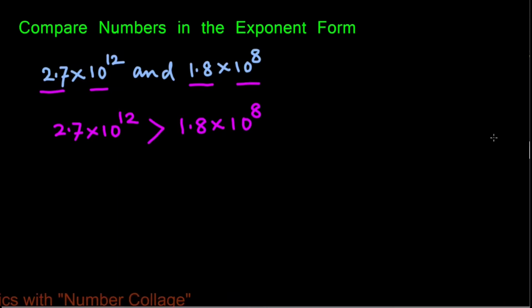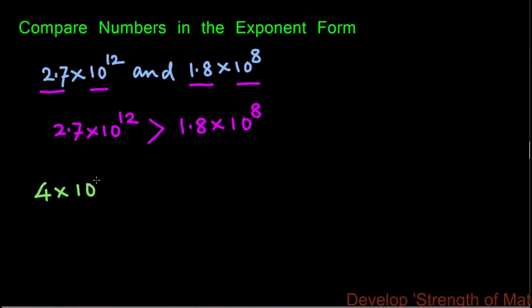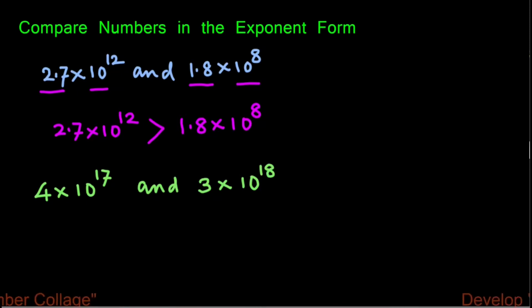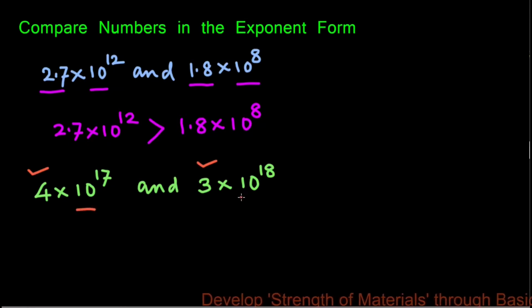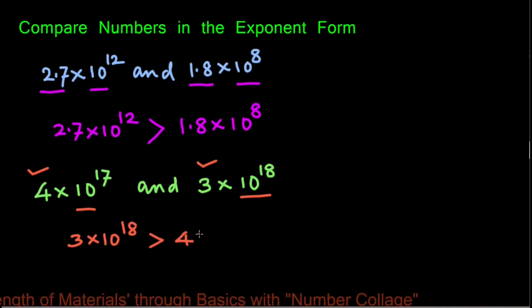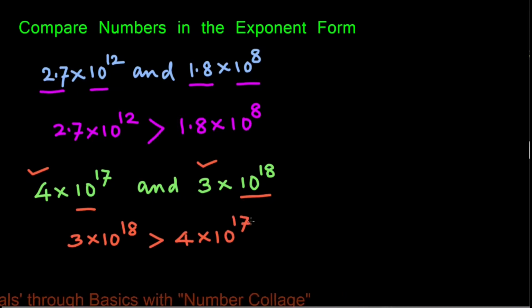Next is 4 into 10 raised to 17 and 3 into 10 raised to 18. Here, even though 4 is greater than 3, 10 raised to 17 is smaller than 10 raised to 18. So obviously 3 into 10 raised to 18 will be greater than 4 into 10 raised to 17.